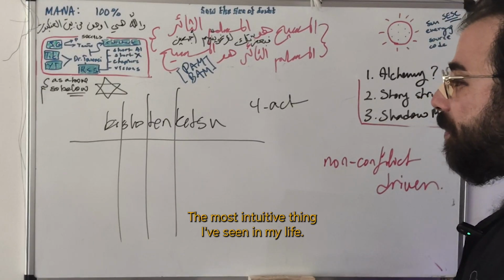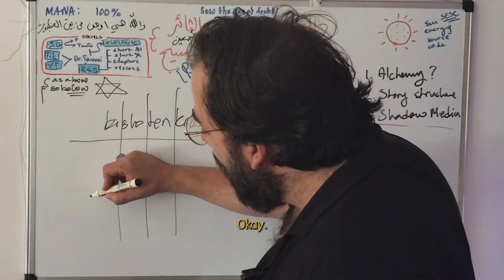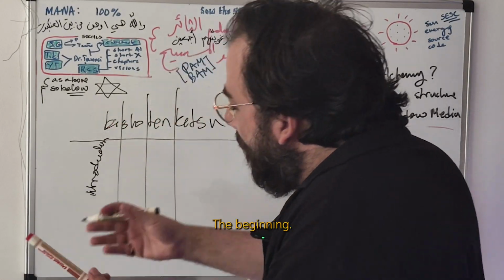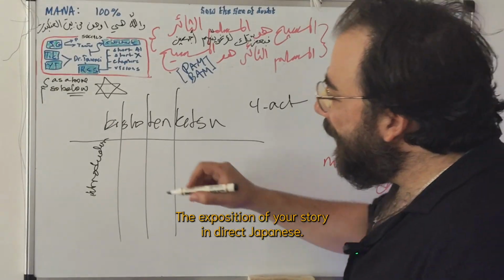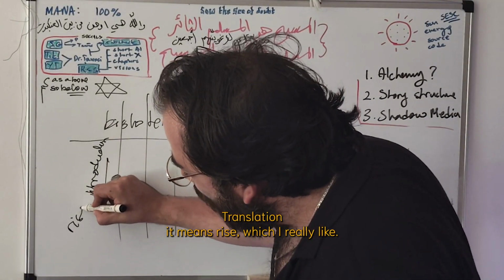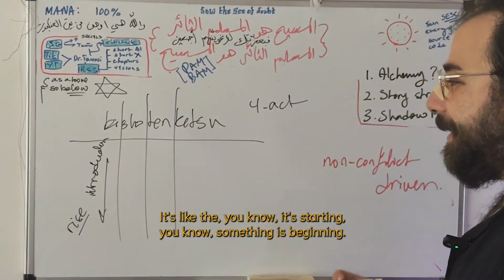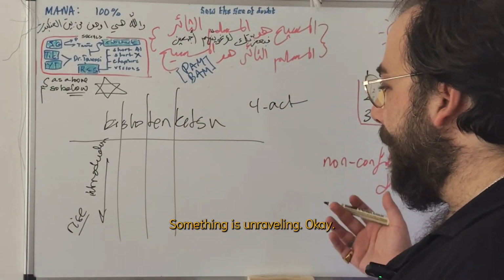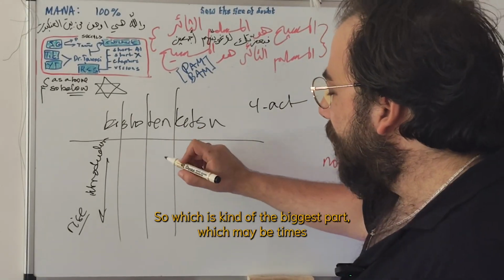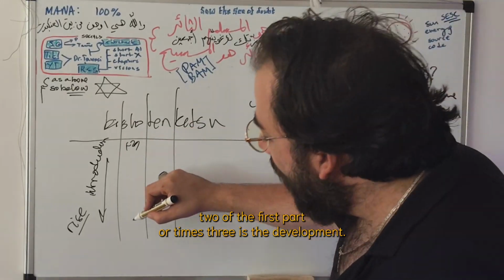Very simple, the most intuitive thing I've seen in my life. Ki is the introduction, the beginning, the exposition of your story. In direct Japanese translation, I think it means rise, which I really like. It's like it's starting, something is beginning, something is unraveling. Sho, which is the biggest part, maybe two or three times the first part, is the development.